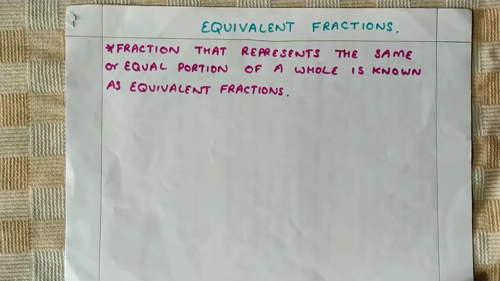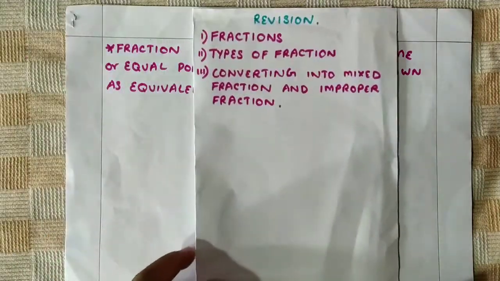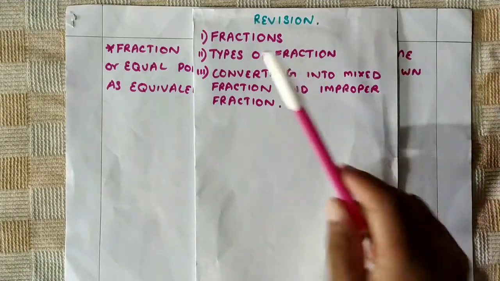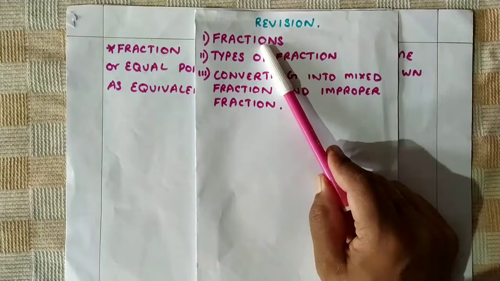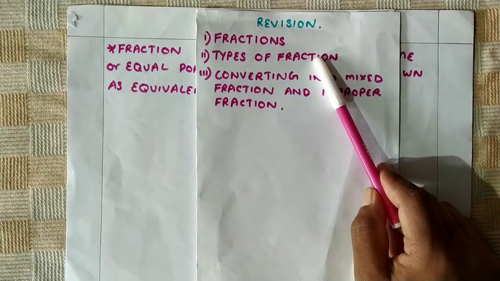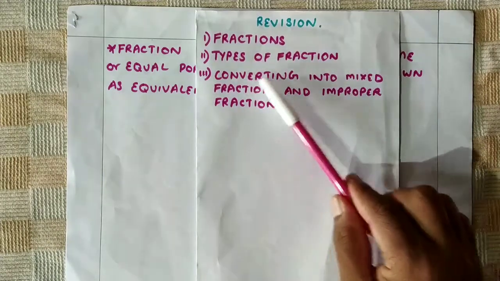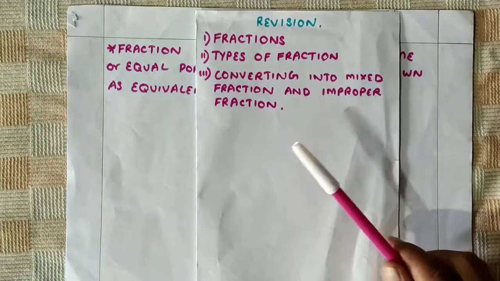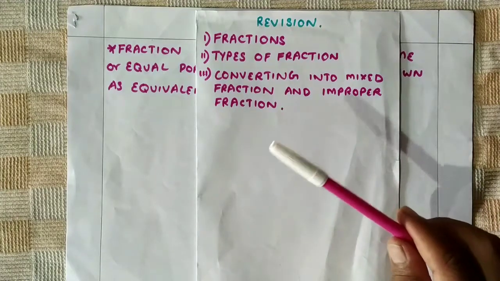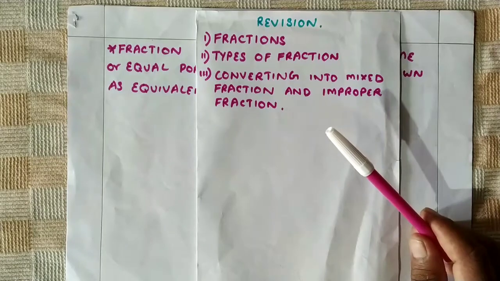Before beginning the topic, I would like to do some revision from the first video. In our previous video, we covered what a fraction is, the types of fractions: like fractions, unlike fractions, proper fractions, and improper fractions. We also learned about converting mixed fractions into improper fractions and improper fractions into mixed fractions, right?